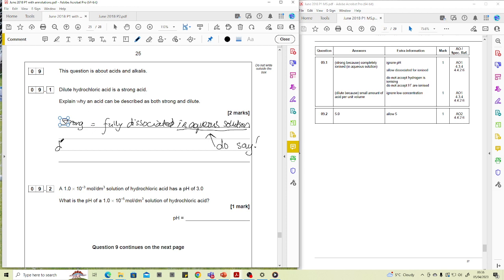And dilute, it says ignore low concentration, so you have to say small number of acid particles per unit volume.